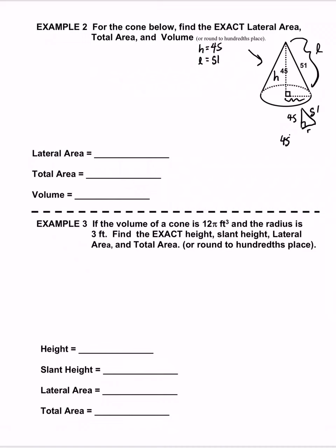You have 45 squared plus r squared equals 51 squared. And if you solve for that, you should end up getting that r is equal to 24. So r is equal to 24. Again, these are all in units. Okay, and then from there, we're just going to plug everything in.